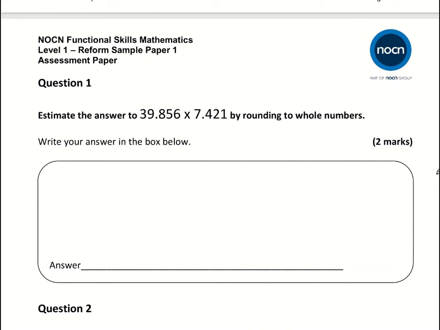So we need to estimate an answer to 39.856 times 7.421 by rounding them to whole numbers. So 39.856, we're going to call that 40, and 7.421, we'll call that 7 because this is nearer 7 than 8. Now 4 times 7 is 28, so 40 times 7 is 280.